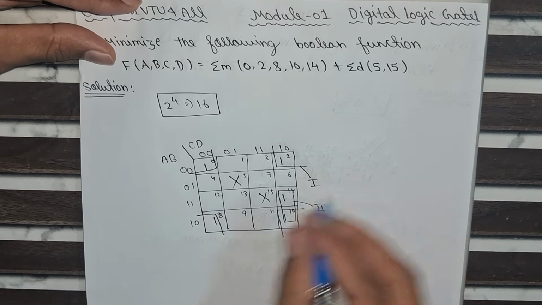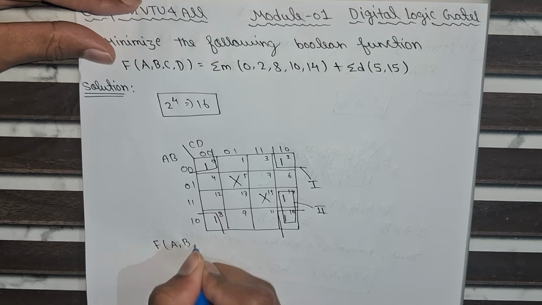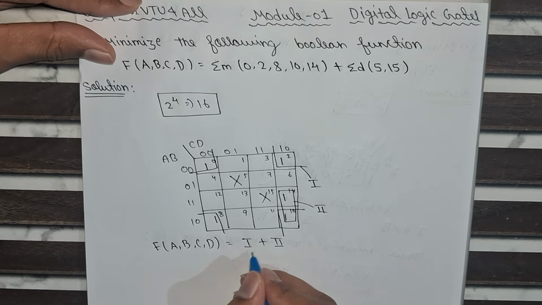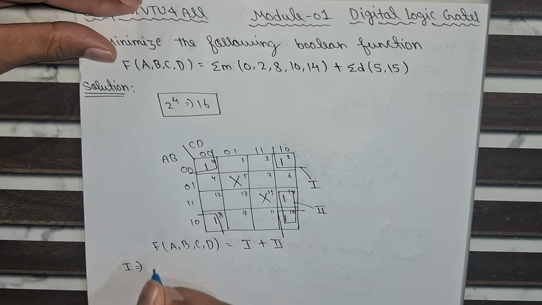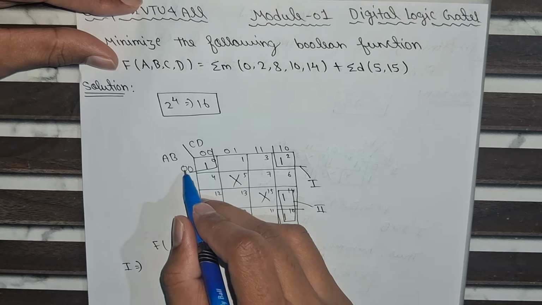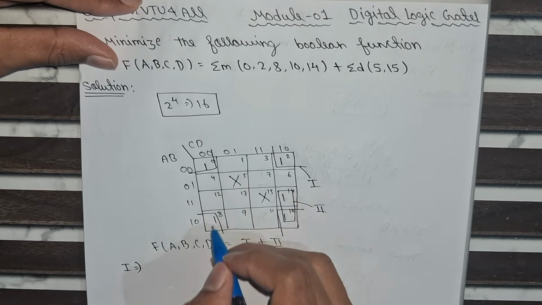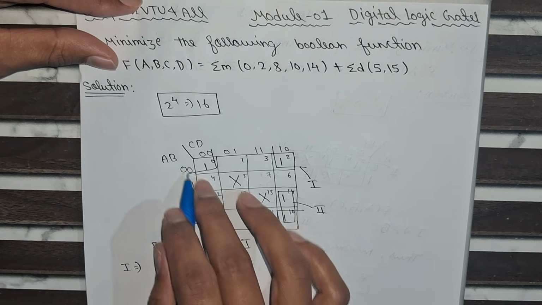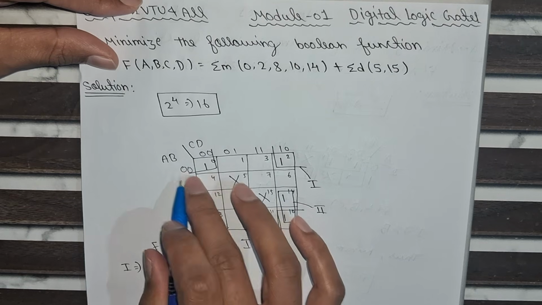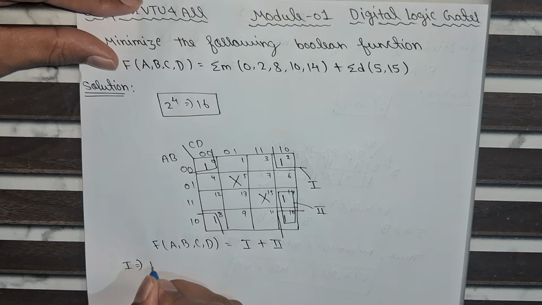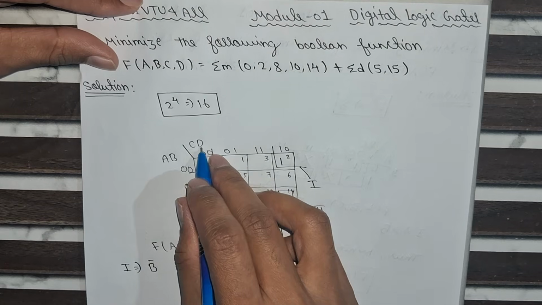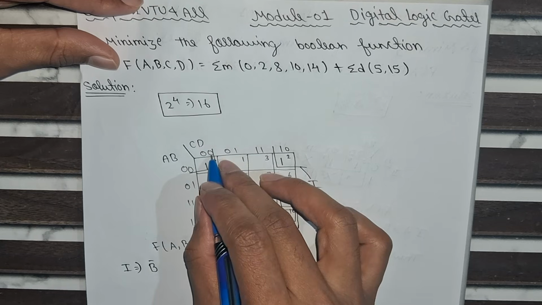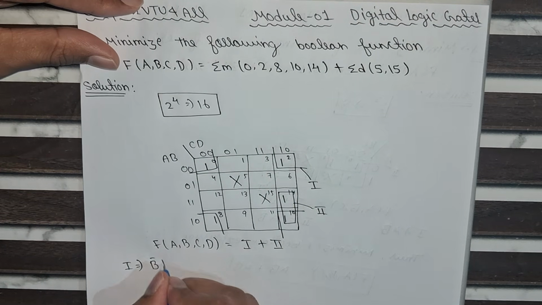So now we will minimize this. So f of a, b, c, d is equal to minimization of first group plus second group. So we will minimize the first and second group separately. For the first group, for AB, it is covering 0 0 and 1 0, because this row and this row are covering. That's why we are only comparing 0 0 and 1 0. So for A, 0 to 1, it is changing, but for B, 0 to 0, it is the same. So we directly write B dash. Now we will see for CD, 1 0 and 0 0. So for C, 0 to 1, it is changing, but for D, 0 to 0, it is the same. So we directly write D bar.